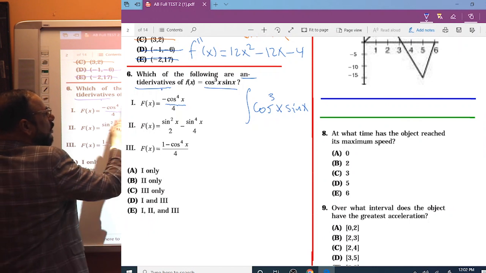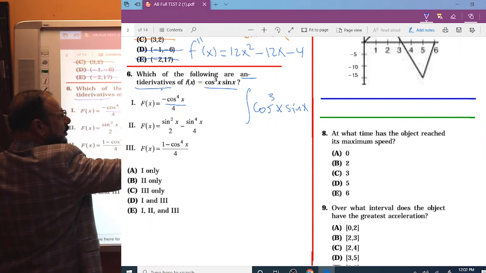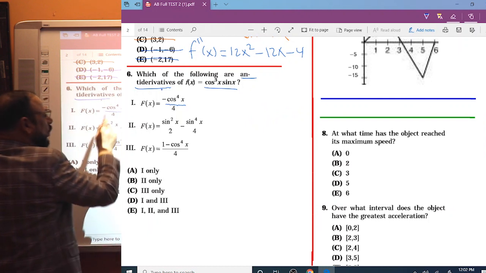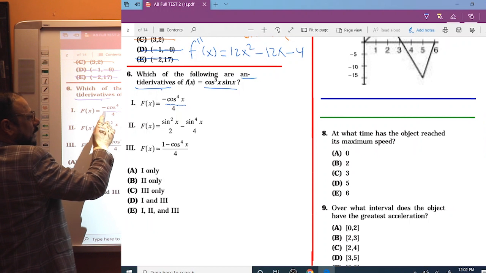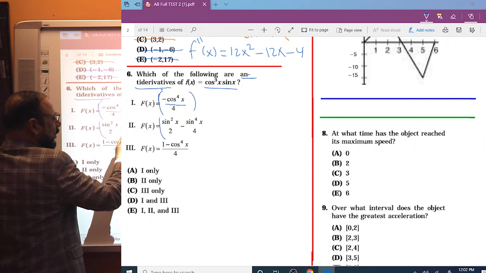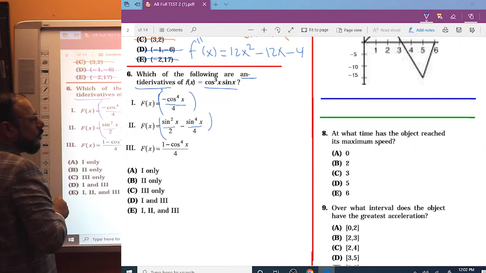No, which one? He wants the integration of each one. I'm sorry, give me the eraser. He wants me to derive each one of these to get what? He wants me to derive this guy and this guy and see which one gives me cosine cube x sine x, right? Are you sure you're reading that right? Yes, yes. Okay. I'm going to tell you why.